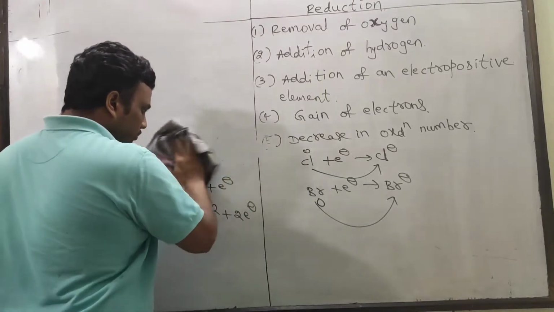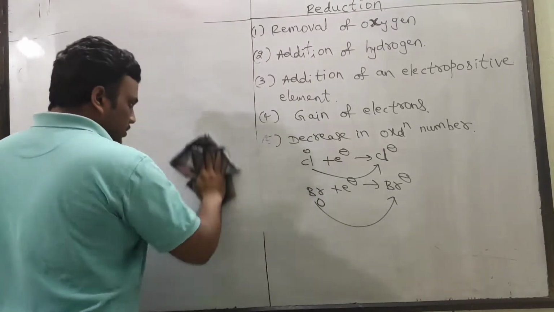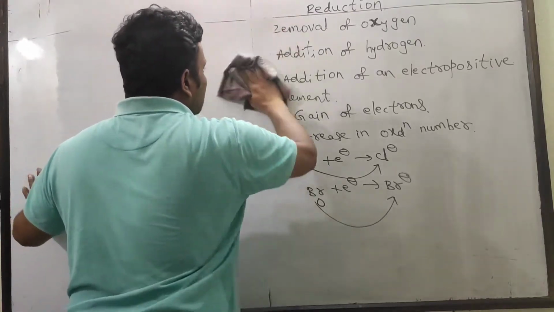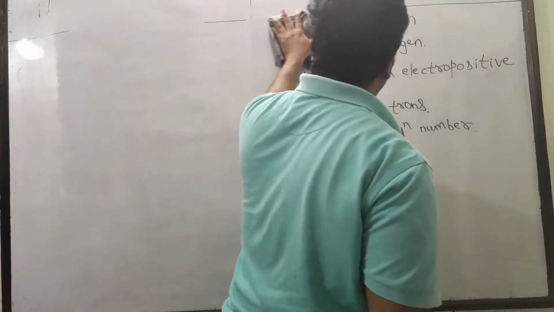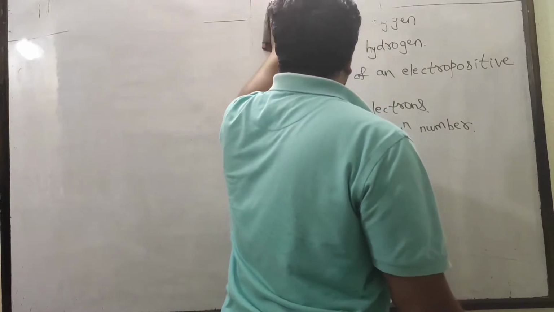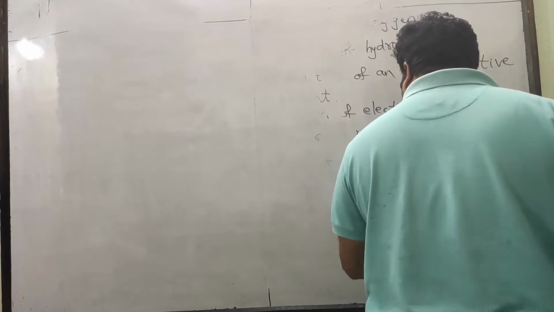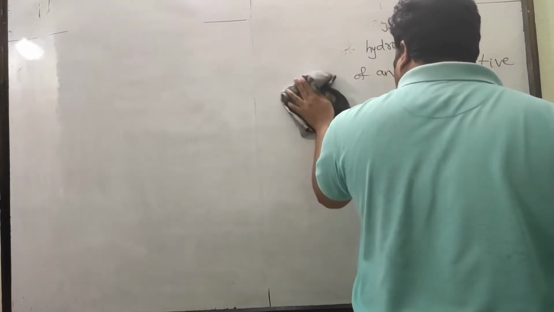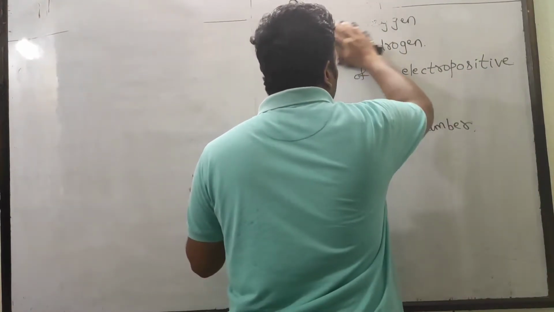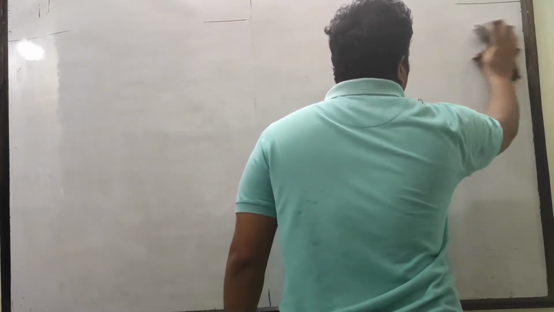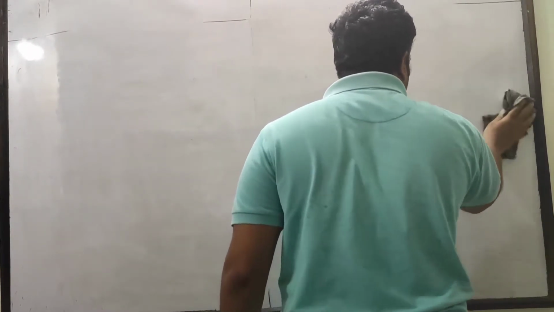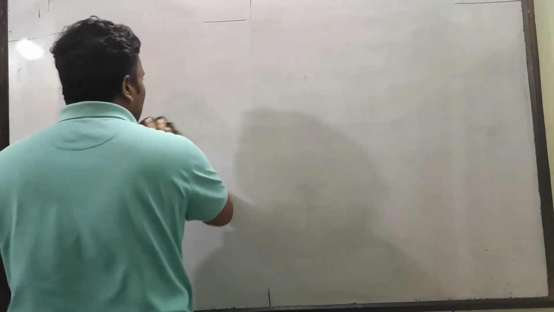Already I told at the starting of this video, prediction of oxidizing and reducing agents is very, very important. You have to identify oxidizing agent and reducing agent in a redox reaction. Well, we came to know about oxidation and reduction.